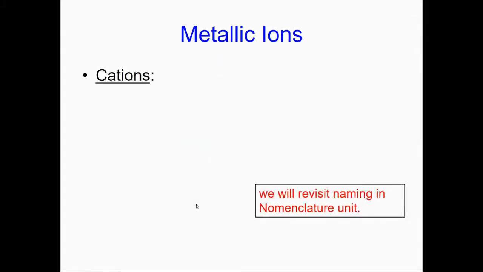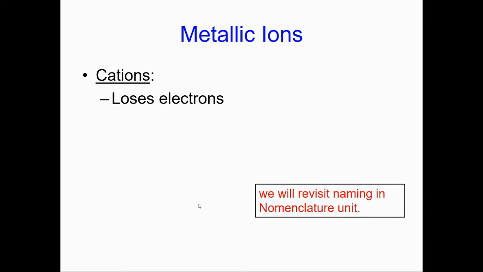Okay, so let's talk about our metallic ions. I told you your metals like to become cations. They like to be positively charged. They like to lose electrons. We're going to have an entire unit on naming formulas, naming compounds. But I'm just going to briefly mention here how to name your metallic and your non-metallic ions, because I'm going to be discussing them and you need to be able to recognize what I'm saying.